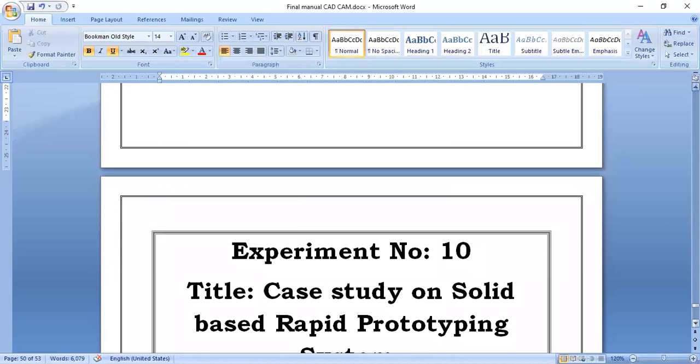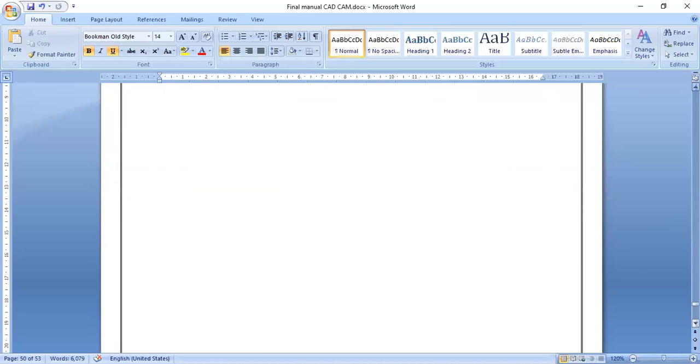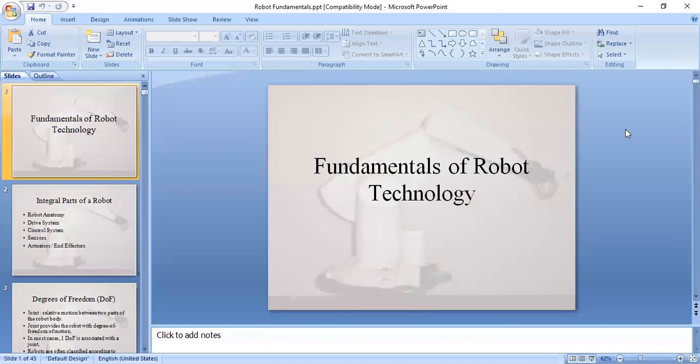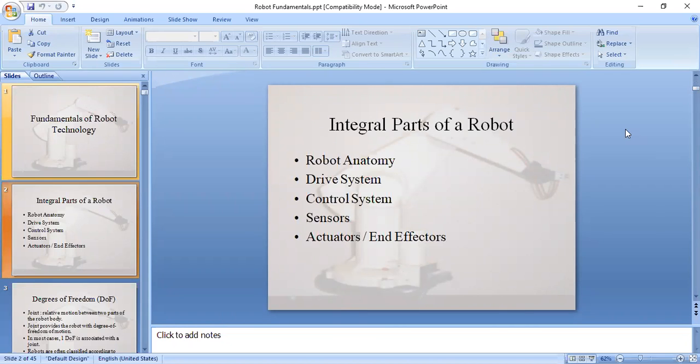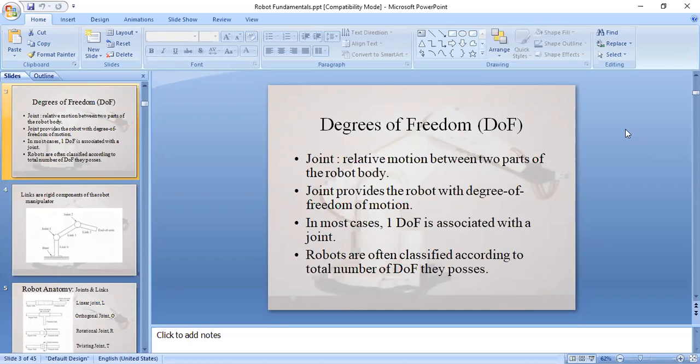So this is about some guidelines and characteristics of gripper design. Now we will see the fundamentals of robot technology. We are going to discuss the basic elements in a robot system. These are the points: robot anatomy, drive system, control system, sensors, and end effectors used in the construction of a robot system. Degree of freedom is again the basic parameter used in the design of a robot manipulator.